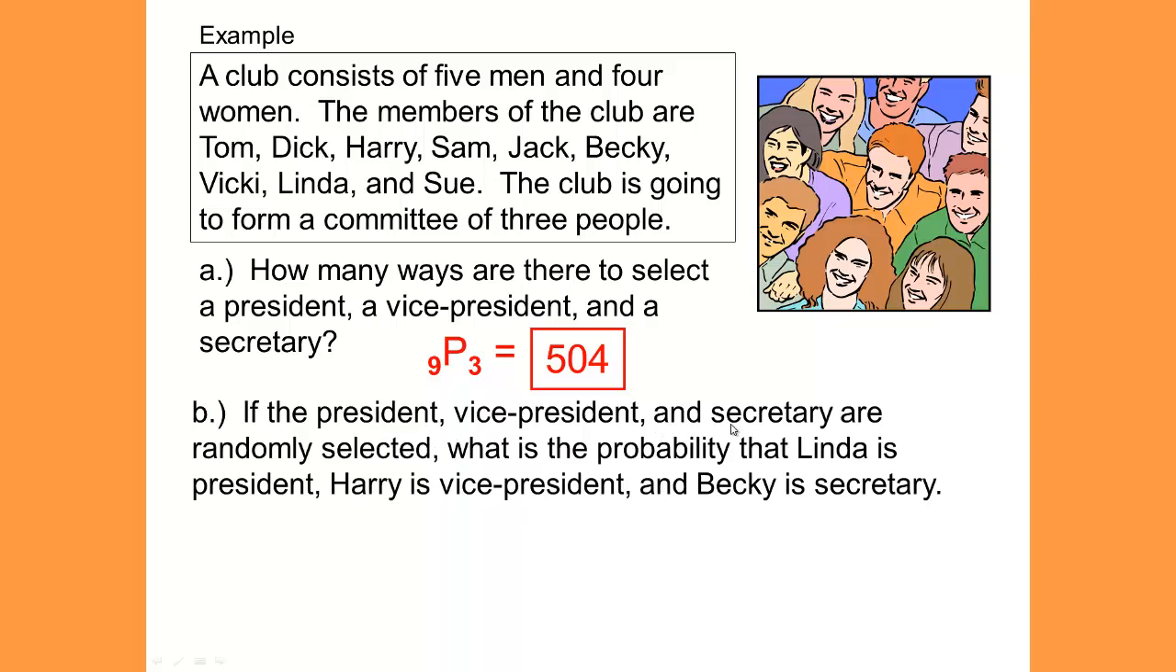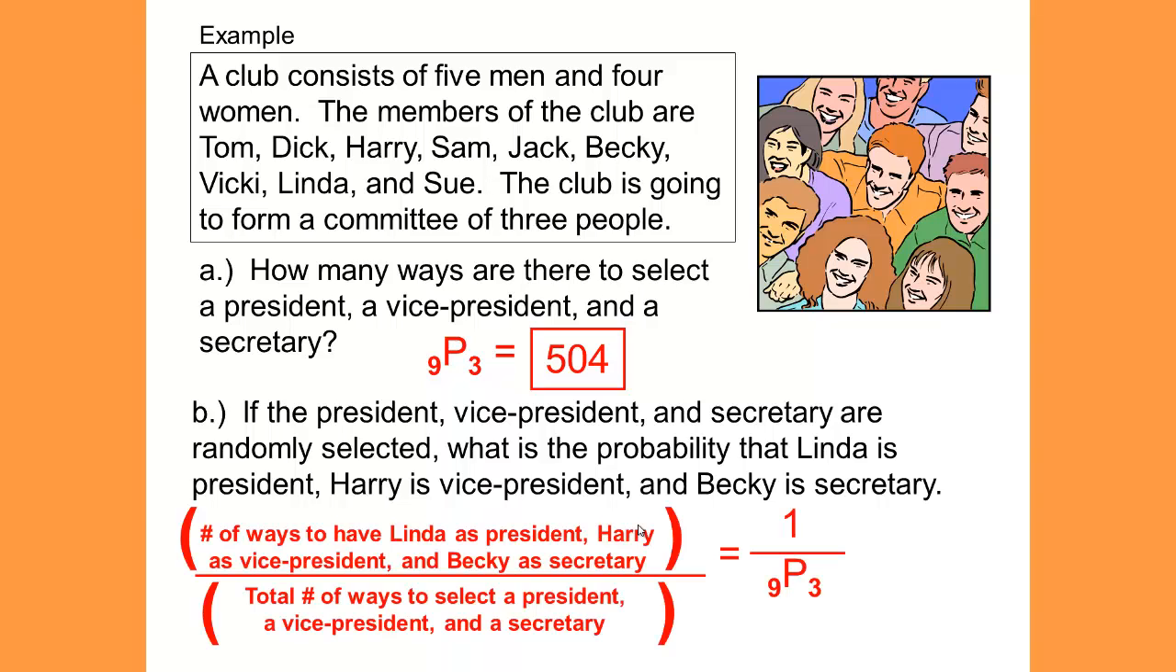If the president, vice president, and secretary are randomly selected, what is the probability that Linda is president, Harry is vice president, and Becky is secretary? Well, that's just one arrangement. So that would be 1 out of the 504. The number of ways to have Linda as president, Harry as vice president, and Becky as secretary over the total number of ways to arrange these things, which we just did in part A as 504. And that gives us 0.0020.